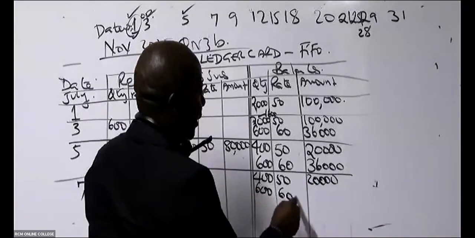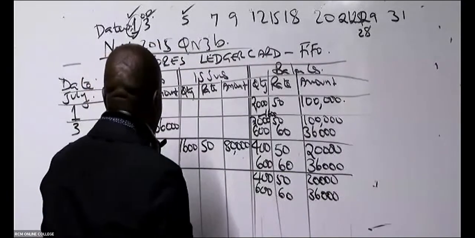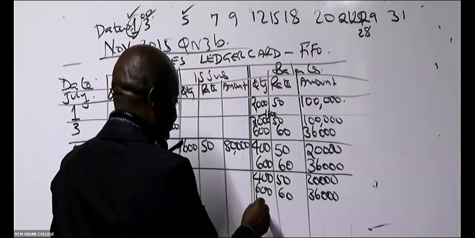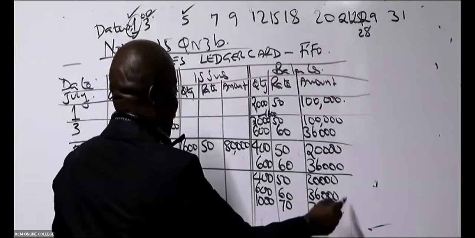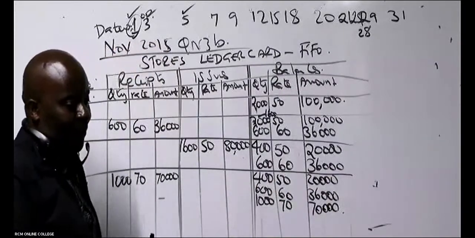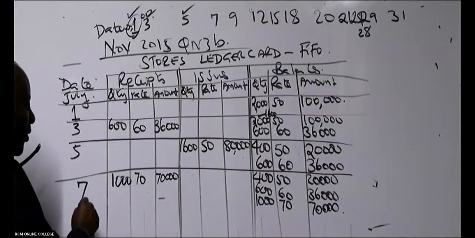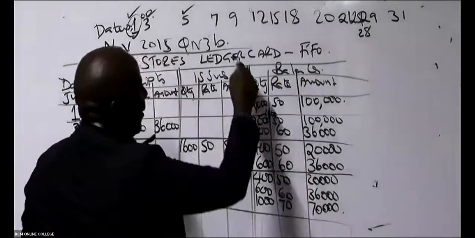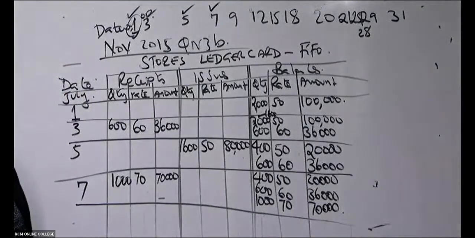600, 36,000. And then we have in this case here 100 or 1,000? 1,000, 70, giving me 70,000. Is that okay? Yeah, great. Then we continue. Now we are through with the 7th, isn't it? We are through with this. We go to the 9th, isn't it?